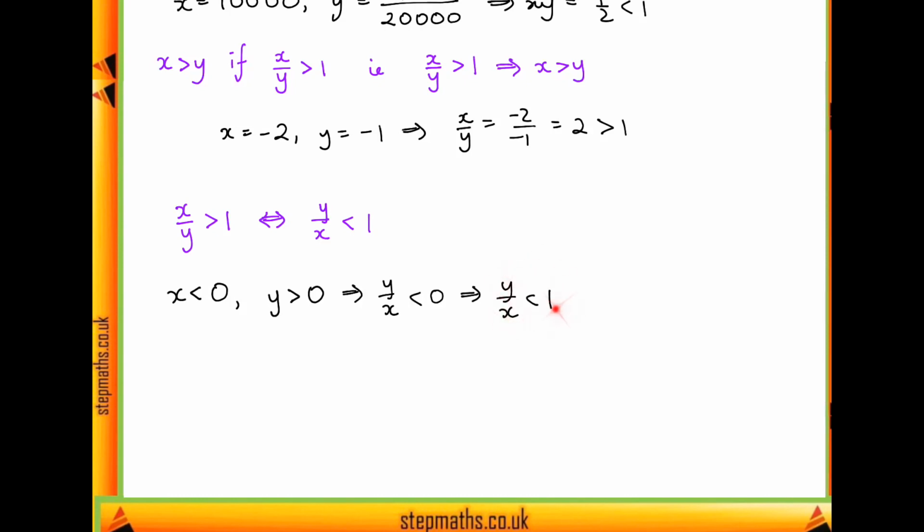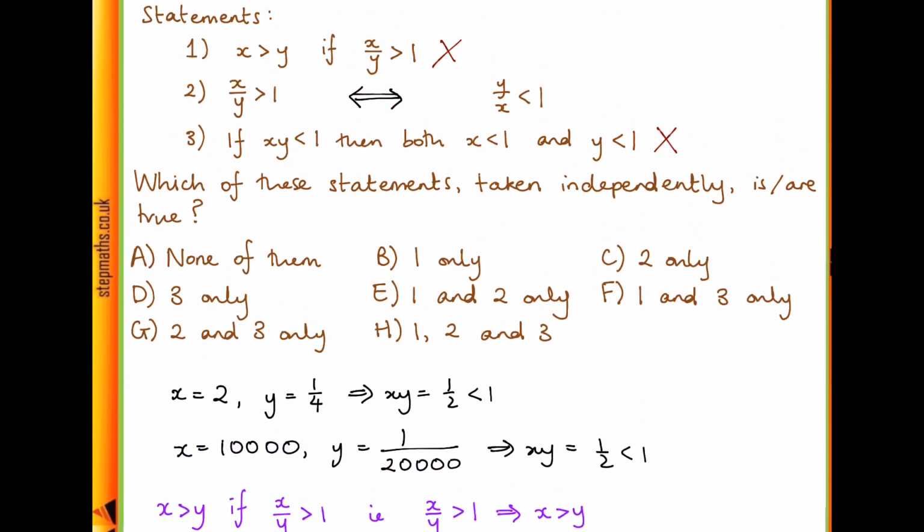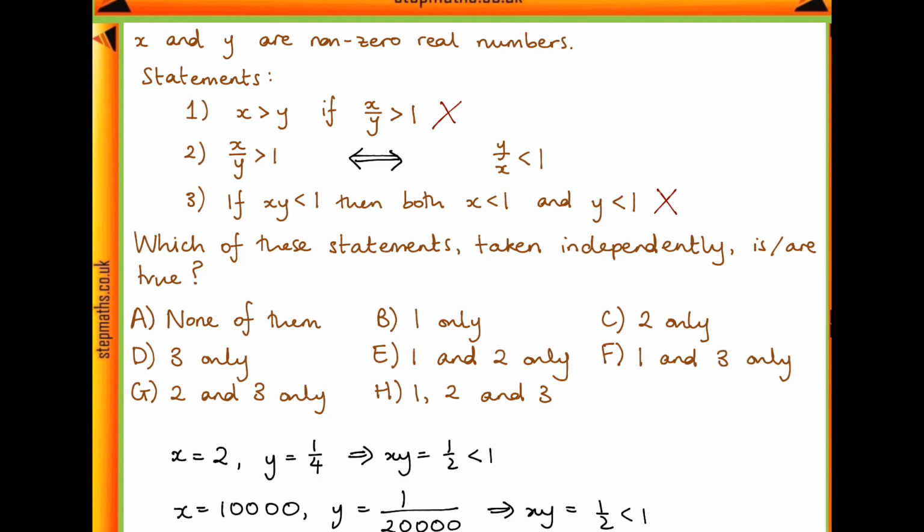But then does this fact that y over x is less than 1 imply that x over y is greater than 1? Well, no, because if x is less than 0 and y is greater than 0, then we also get that x over y is less than 0, in which case x over y is most definitely less than 1 as well. And if you wanted to see this with an example with actual numbers, then you could choose, say, x is minus 2 and y is plus 1. Then y over x is going to be minus a half, and x over y is going to be minus 2. Both are negative and both are less than 1. So our second statement is also not true.